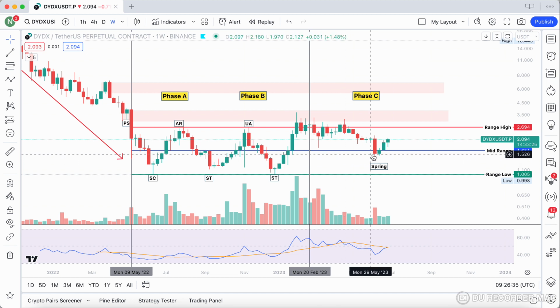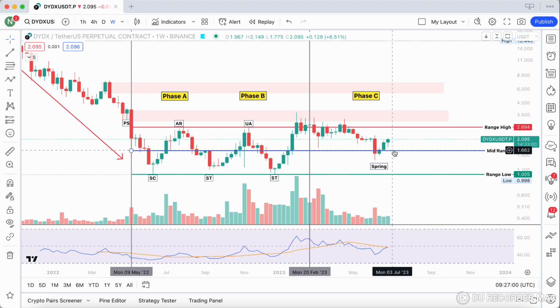So you can see a small swing failure pattern. It's not really a swing failure pattern. This looks more like a swing failure pattern, but you can see that this is as low as DYDX went, and we are initiating a move high to the range high. Will we break out or not? I cannot tell you at the moment.